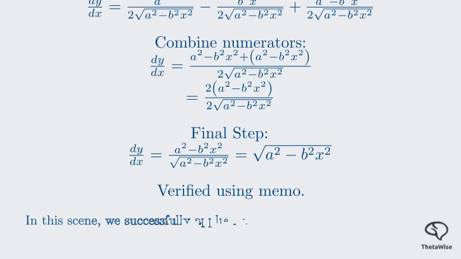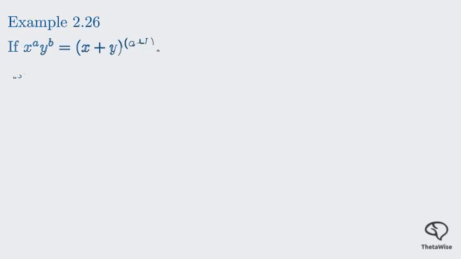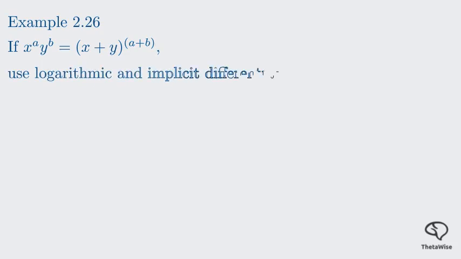In this problem, we practiced using both the chain rule for inverse sine and the product rule. Now let's move on to example 2.26. This problem introduces a new technique. The question is, if x to the power of a times y to the power of b equals x plus y to the power of a plus b, prove that dy/dx equals y over x using logarithmic and implicit differentiation.